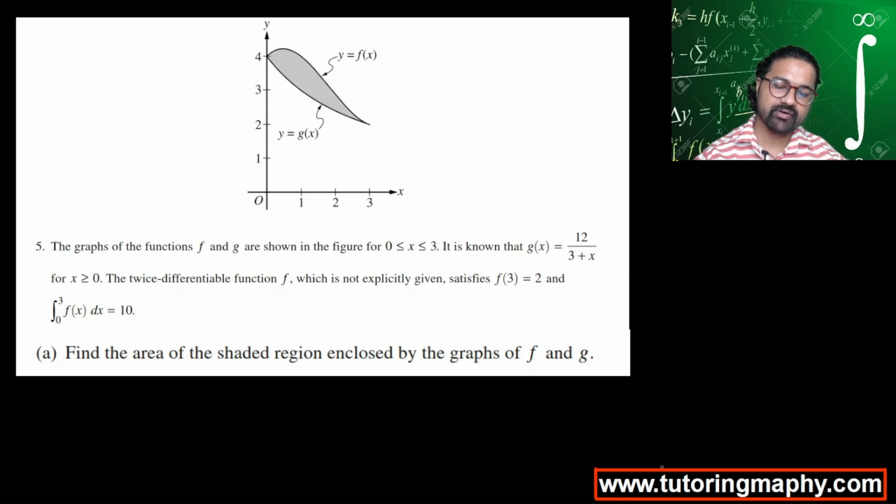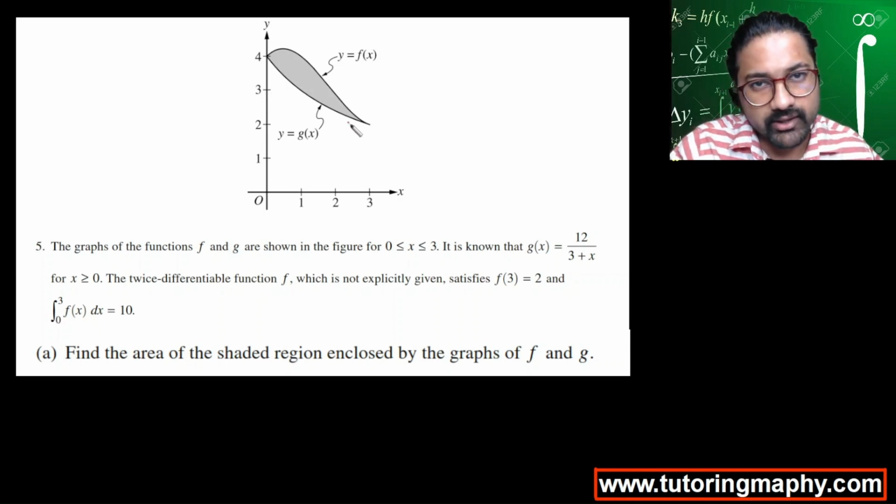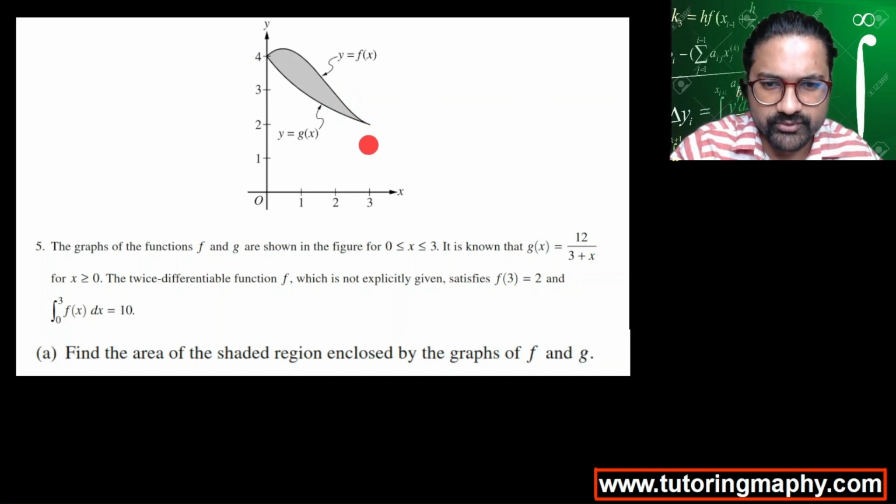Next, FRQ 5 of the AP Calculus BC 2023 exam. Okay, this is based on integrals, so something related with areas and all. We are given the graph of the functions f and g as shown over here from 0 to 3. It is known that the equation of g is given as 12 over 3 plus x for x greater than or equal to 0, and it is a twice differentiable function. F is also given. We are not given explicitly what f is, so the equation of f is not given. But it satisfies f of 3 equal to 2 and its integral from 0 to 3 is 10. That is given in the question.